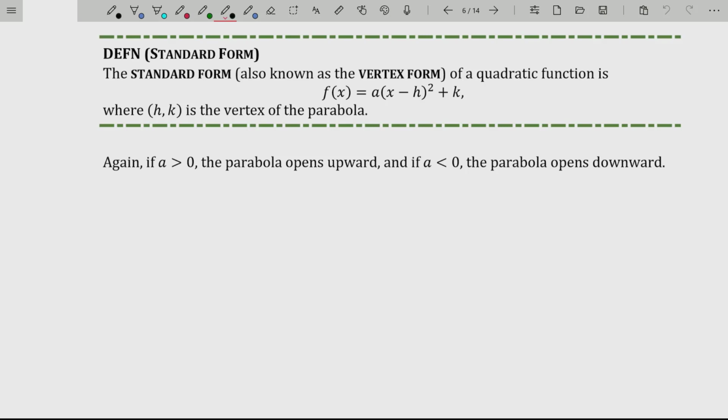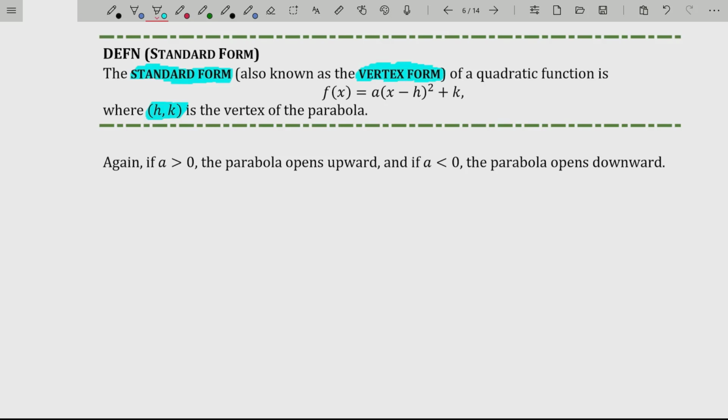Now we get into the second form of a quadratic function, but this actually applies to polynomials as well. It's called the standard form, and this is when you do have grouping symbols involved. The standard form of a quadratic function, which is also, by the way, called the vertex form, is f of x equals a times the quantity x minus h squared plus k, where h comma k is the vertex of the parabola.